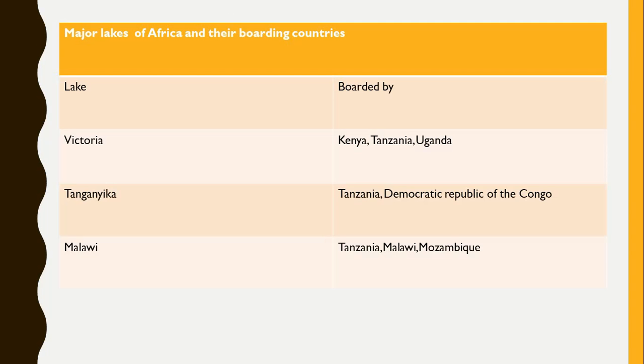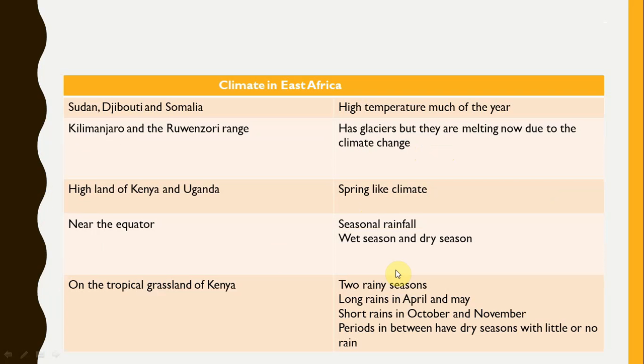So if you are talking about major lakes of Africa and their bordering countries, we have Lake Victoria. It is bordered by Kenya, Tanzania, and Uganda. We have Lake Tanganyika, which is bordered by Tanzania and the Democratic Republic of Congo. We have Lake Malawi, which is bordered by Tanzania, Malawi, and Mozambique.